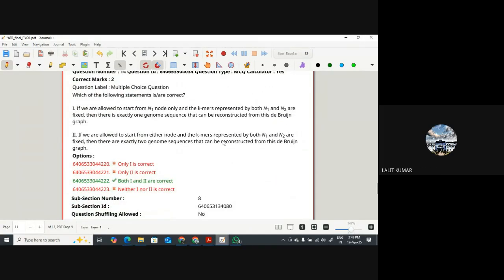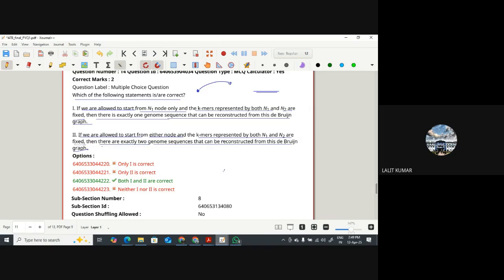Now, which of the following statements are correct for this? If we are allowed to start from the N1 node only and the k-mers represented by both N1 and N2 are fixed, then there is exactly one genome sequence that can be reconstructed from this de Bruijn graph. So if we start from here only, then we will get exactly one. But if we are allowed to start from either node, and the k-mers represented by both N1 and N2 are fixed, then there are exactly two genome sequences that can be reconstructed from this de Bruijn graph.